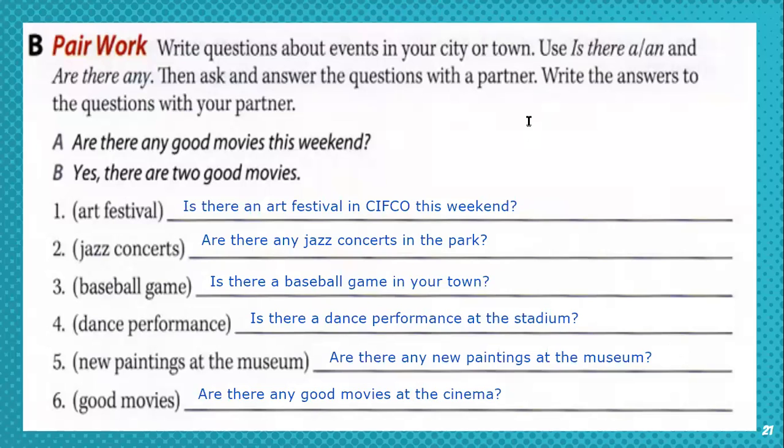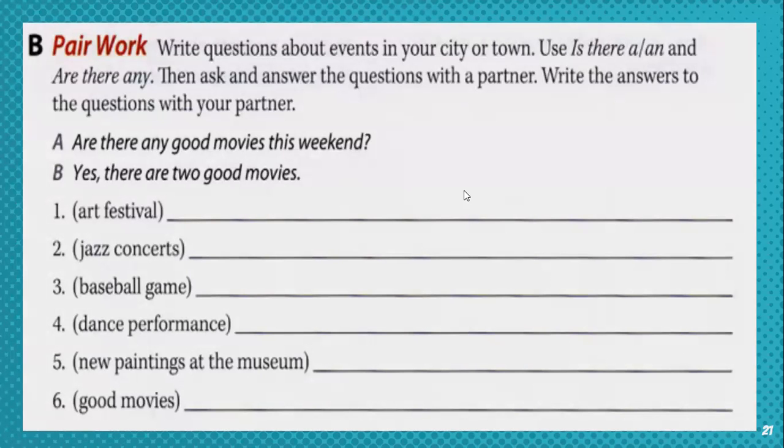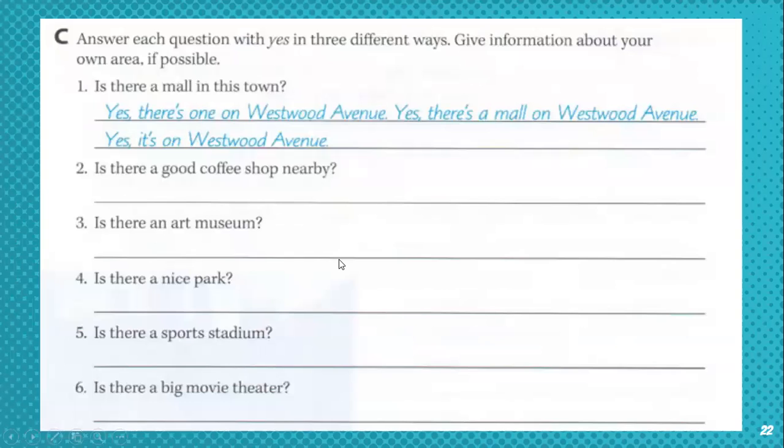Excellent. So let's continue to the next part. This one is exercise C, and in that case, we answer each question in three different ways. You give information about your own area if it is possible. For example, is there a mall in this town? We have three possibilities for answering. Yes, there's one on Westwood Avenue. Yes, there's a mall on Westwood Avenue. Yes, it's on Westwood Avenue. The first one is yes, there's one, in the contracted form. Or yes, it's, or it is. It's possible to answer in that way.